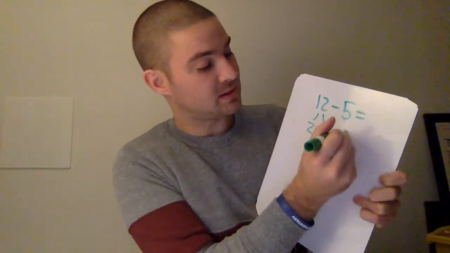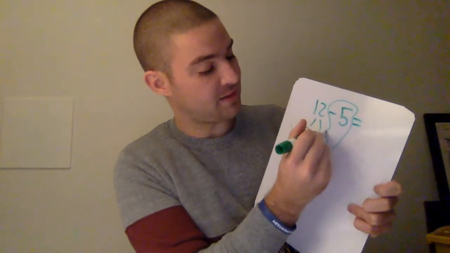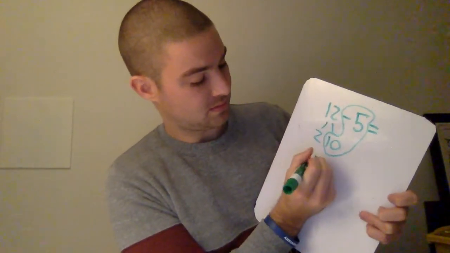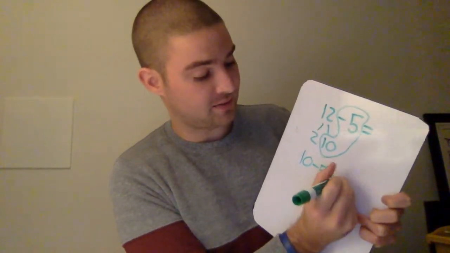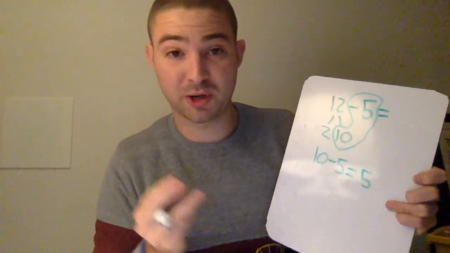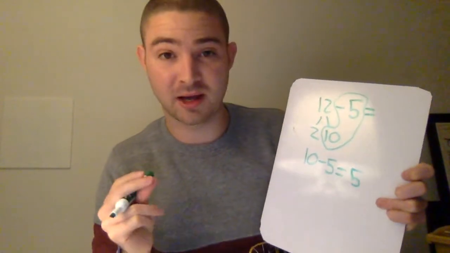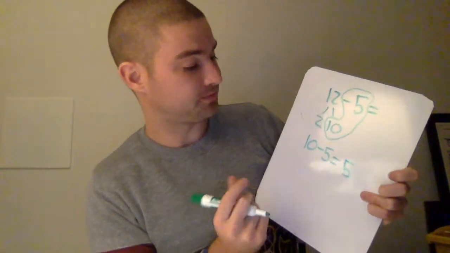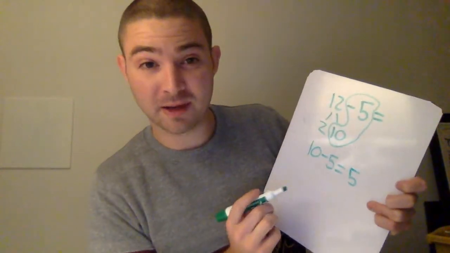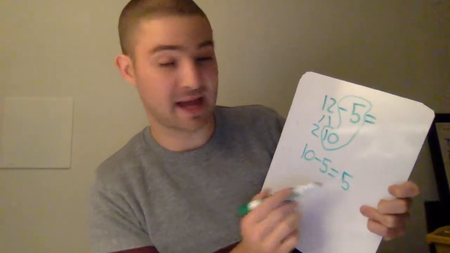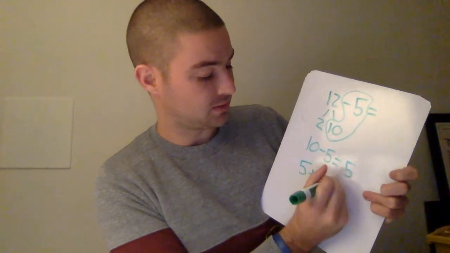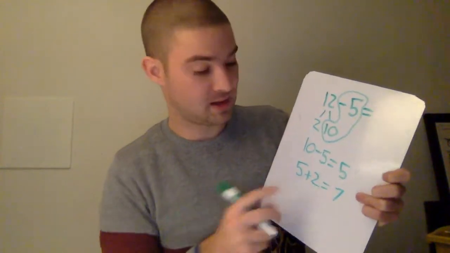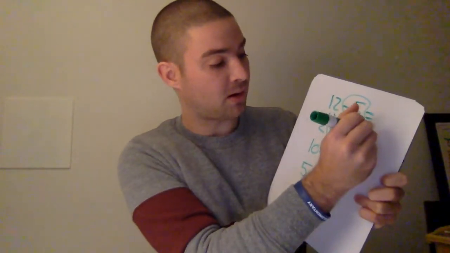So I have 10. I'm going to take away the 5. I know that 10 take away 5 is 5. We're pretty good at those 10 facts by now, all those addition, subtraction equations that equal 10. But I'm not done yet. I still have this 2 over here I need to add to this 5. So down here, I'll go 5 plus 2 equals 7. I have my 7. I'm going to bring it all the way up here.